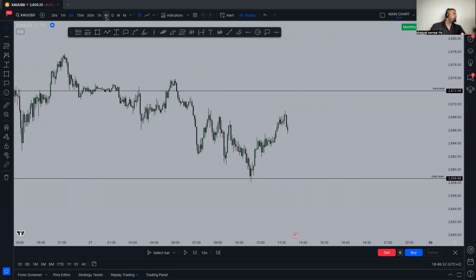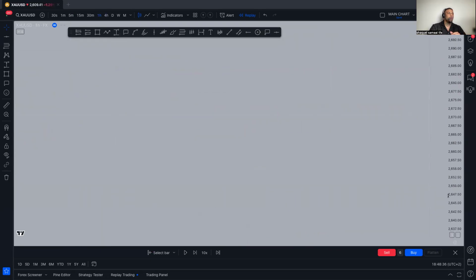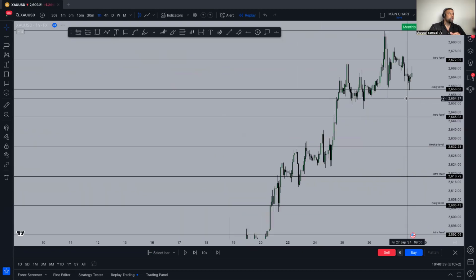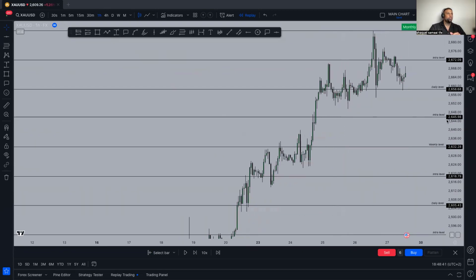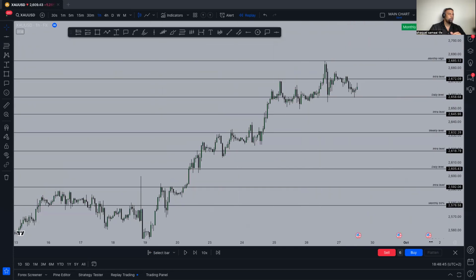Now, with that being said, let's go back to the 1 hour. On the 1 hour, I like to use it for trend spotting. Trend spotting is basically just to identify the trend of the market. So you can see right there, the market is trending beautifully up.